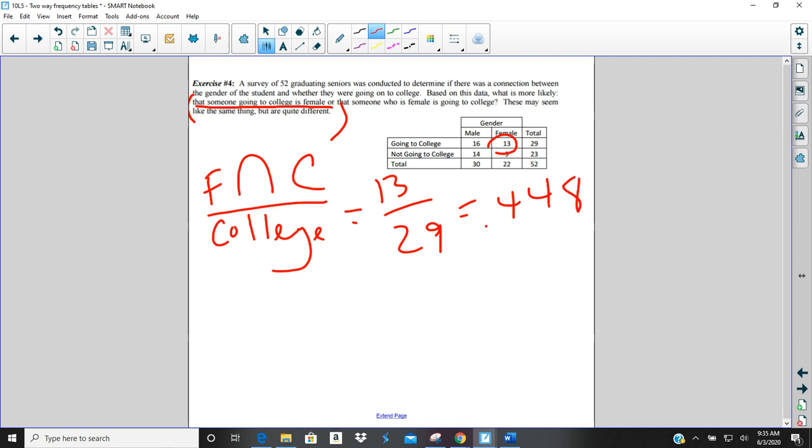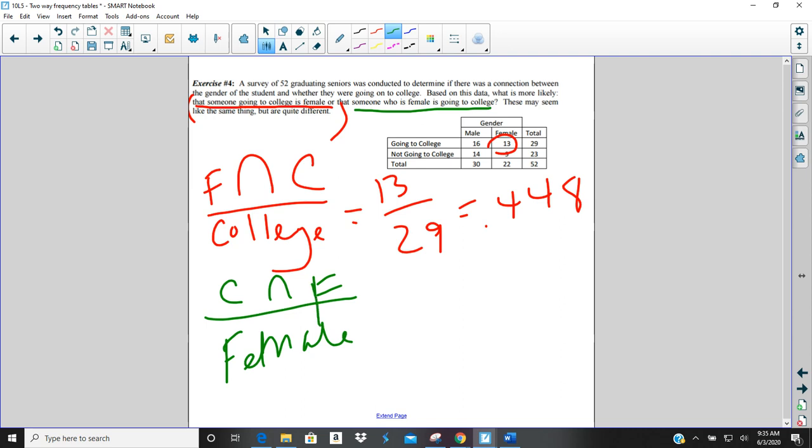Okay, let's do the next one. I'll use a different color. Someone who is female is going to college. In this case, the female is in the denominator. That is the given. Female is going to college. So I'm going to say college and female. Let me erase this. Female is 22, and going to college is 13 in female. So 13 divided by 22, well, we already know, because that number's going to be bigger, is 0.59.